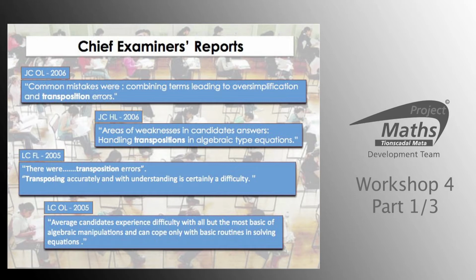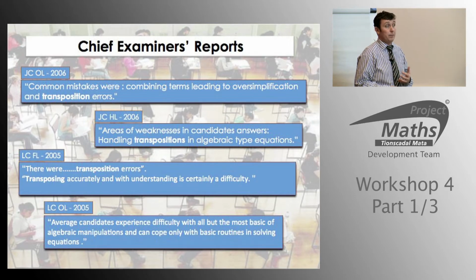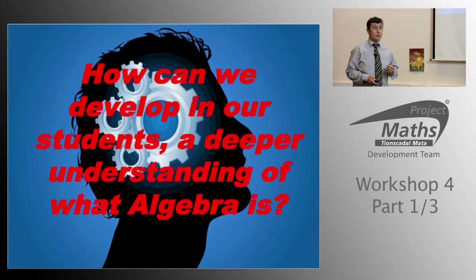Leaving Cert foundation level, there were transposition errors, and transposing accurately and with understanding is certainly a difficulty. Okay, so there's very little understanding there, it seems, for the foundation level student of how to approach this type of thing. And then Leaving Cert Ordinary Level 2005: average candidates experience difficulty with all but the most basic of algebraic manipulations and cope only with the most basic routines in solving equations. So basically, all the skills that we have drilled into them are gone. Does that make sense? As much as we've drilled into them, at that stage, at Leaving Cert, it has left them, okay?